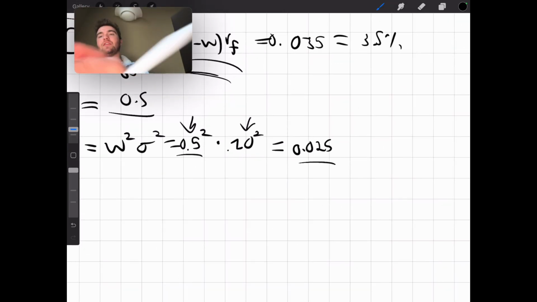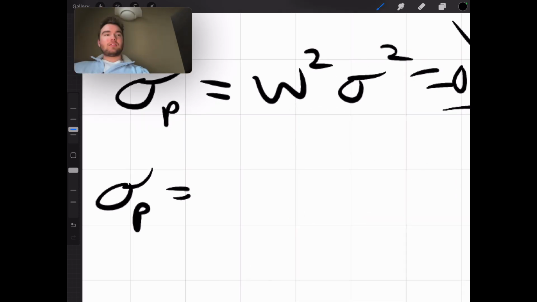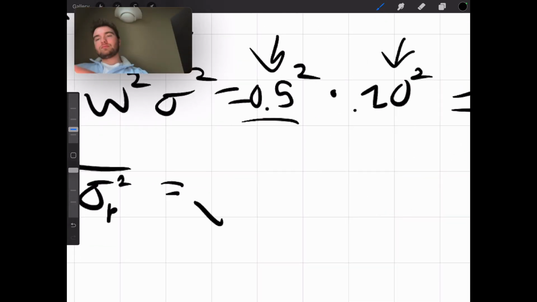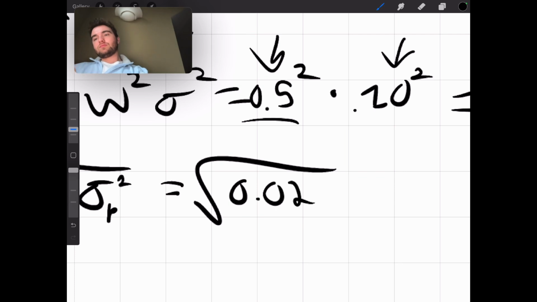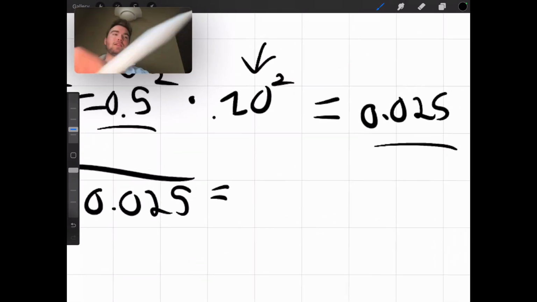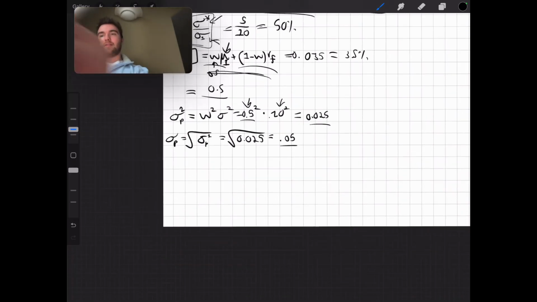Oh, sorry, this is the variance. Am I even right? I'm second guessing myself now all the time. 0.05 is the volatility or the standard deviation.